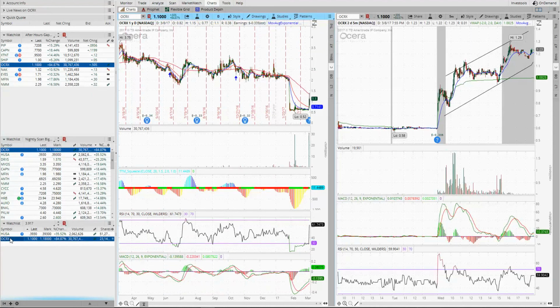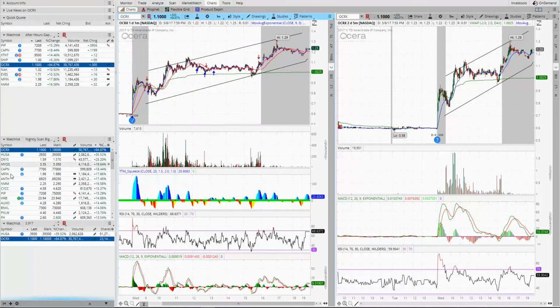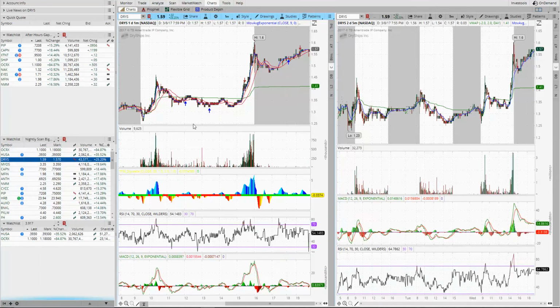And maybe it runs. I mean, you never really know what a stock is gonna do, but my guesstimation is that it's gonna give it back tomorrow. Next up is Dries. Dries is running again. This stock is so manipulated. I mean, it's beyond manipulated.